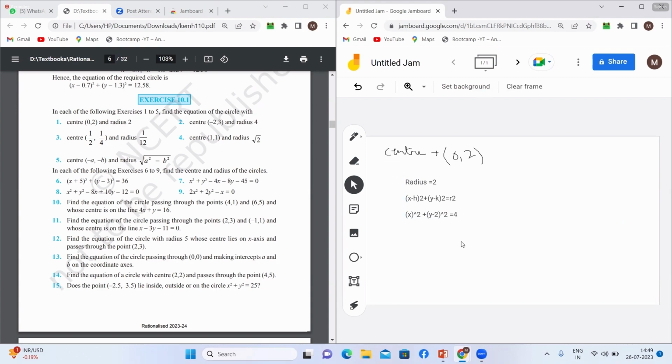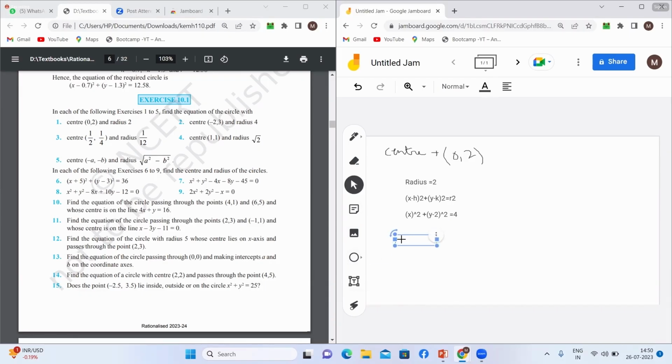Let's move forward to question number 2. Question number 2 is the same thing. Actually, 3 and 4 are also the same. So let me do the fifth part because this is a slightly different one. We have to calculate the equation of the circle only.